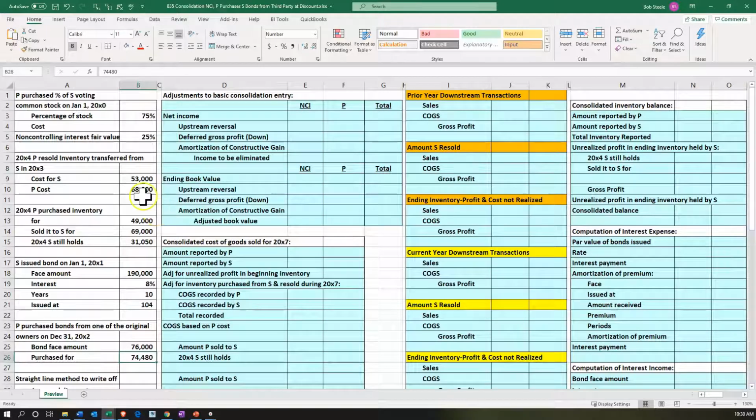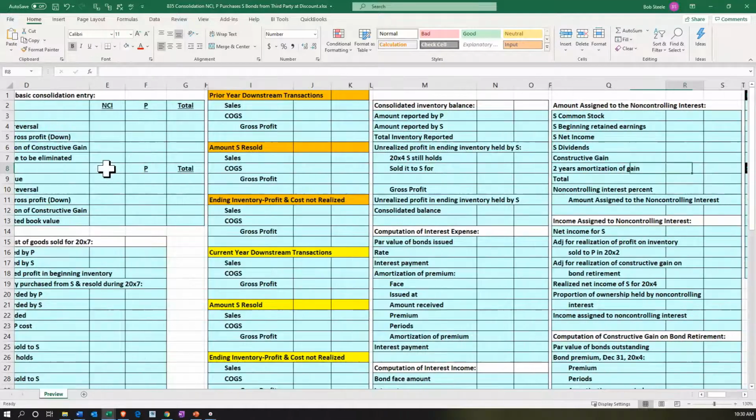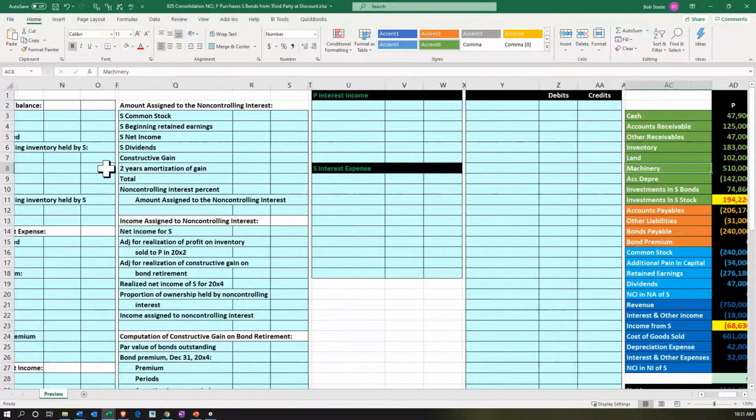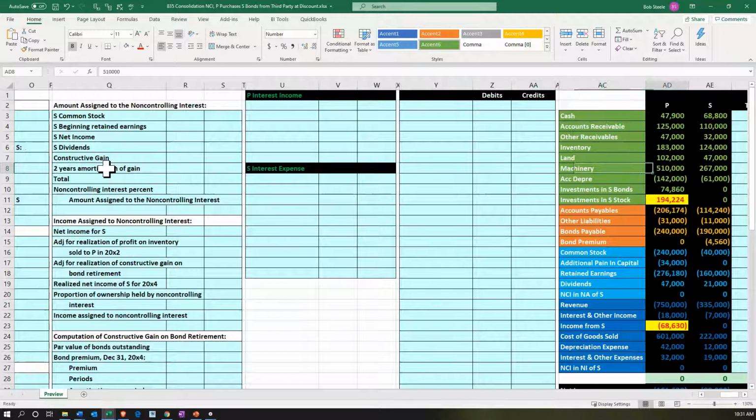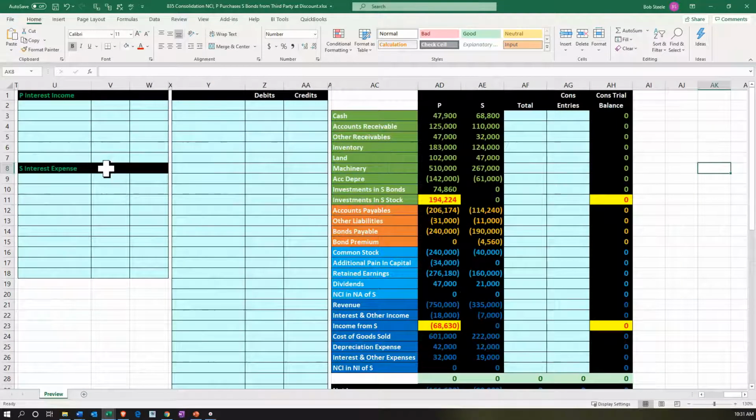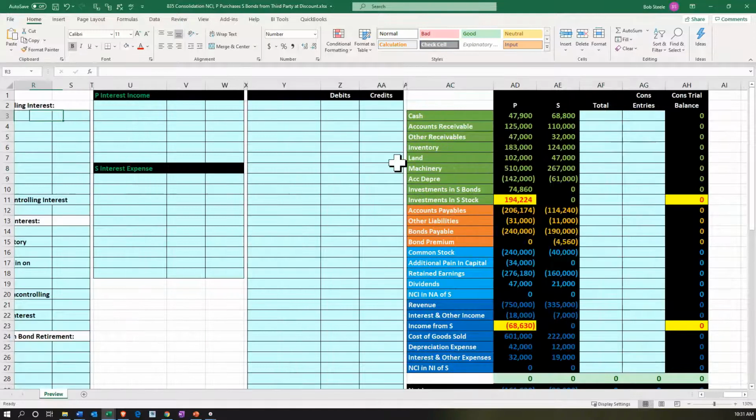Here we are in Excel. We're going to have our information on the left-hand side. We're going to enter that information into the blue area on the right-hand side where we're going to have our worksheets we will be entering into. We will then have our journal entries, our elimination entries, and our consolidation worksheet having P and S company trial balances. We will sum up, total up, and then do our elimination or consolidation entries for.